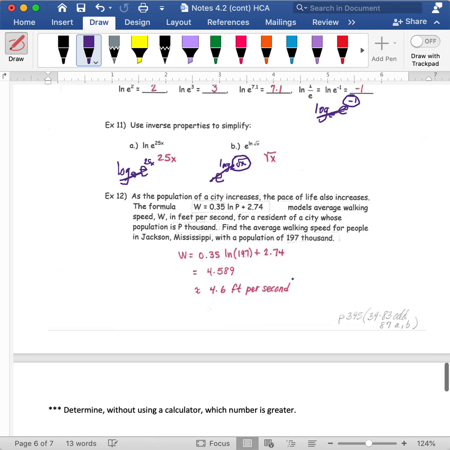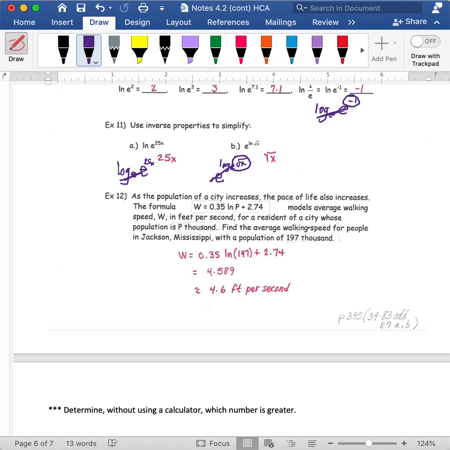Another application problem: as the population of a city increases, the pace of life also increases. So we have a formula here. I like to either highlight or put a box around the formula so I don't miss any parts. It models average walking speed W in feet per second for a resident of a city whose population is P thousand. Okay, so it's identifying for you what the variables are. W is the walking speed, and P is population in thousands.